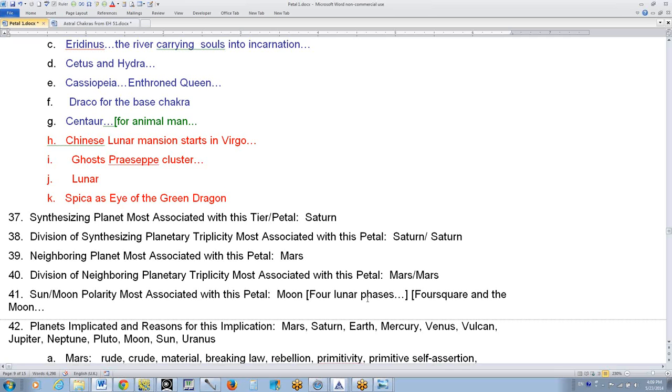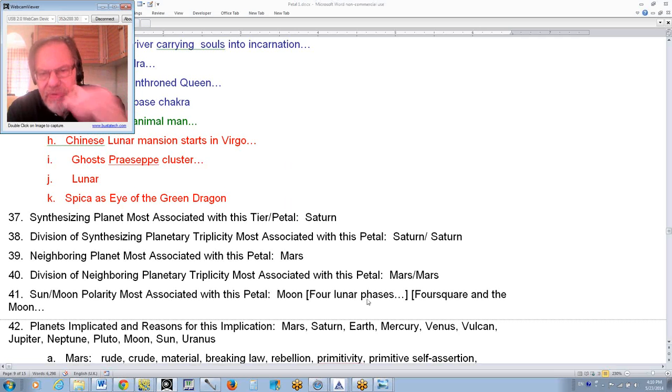Division of neighboring planetary triplicity most associated with this petal: Mars, sub-Mars. Aries, ruler of Mars, Mars ruler of Aries, and Mars is exalted in Capricorn. So we usually have a sequence, we might call it Mars, Venus, Mercury, Mars, Venus, Mercury.